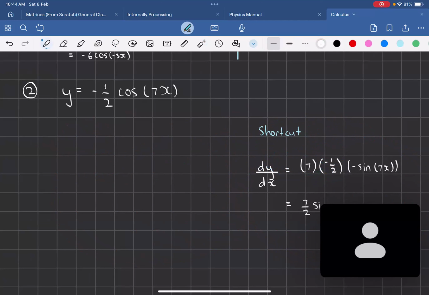So Kiera, in this equation, what's causing real trouble? What's causing you trouble in that question? If you hear anything in the background, that's okay.